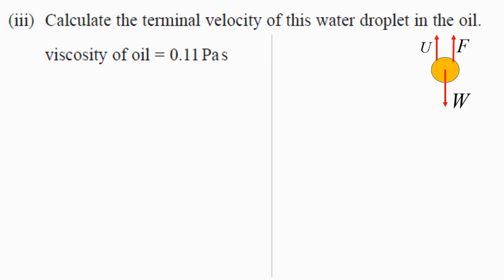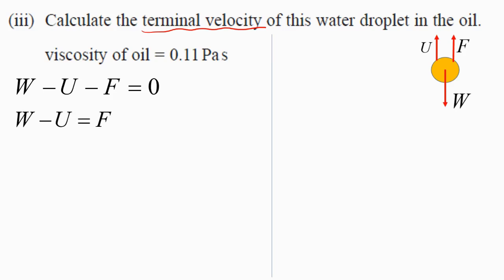In order to achieve the terminal velocity, that means constant velocity, constant speed, the resultant force should be zero. First of all, we consider the first condition. The condition for achieving the terminal velocity is that the resultant force equals zero. That is weight minus upthrust force minus the drag force equals zero. From this expression, we can find the drag force.